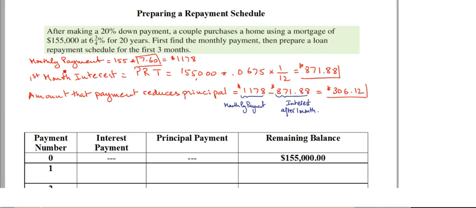If you remember from the previous example, the monthly payment is the amount of the loan divided by 1000, which is 155, multiplied by the value from the table. And in the table, we use 20 years and 6.25%. We found the monthly payment to be 1,178. So this is the monthly payment.